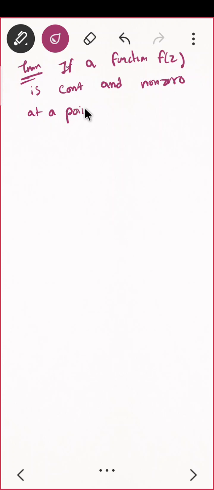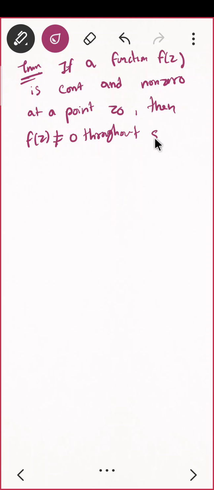If a function f of z is continuous and non-zero at a point z naught, then f of z is non-zero throughout some neighborhood of that point. So this is my theorem, this is what I want to prove.